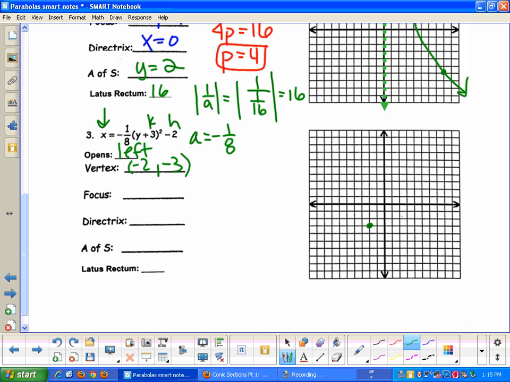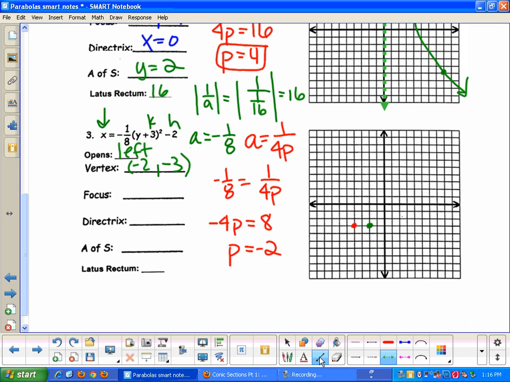Then I'm going to find the focus by using the equation a is equal to 1 over 4p. So in this case, I have negative 1/8 is equal to 1 over 4p. Cross multiply, and we get negative 4p is equal to 8. Then divide by negative 4, and p is going to be equal to negative 2. Because my graph is opening to the left, I'm going to go to the left 2 from this vertex, because the p distance is negative 2. And then if I go to the right 2, I'm going to get my directrix.